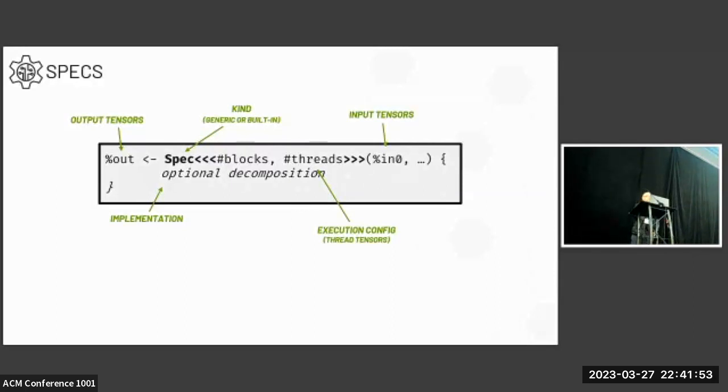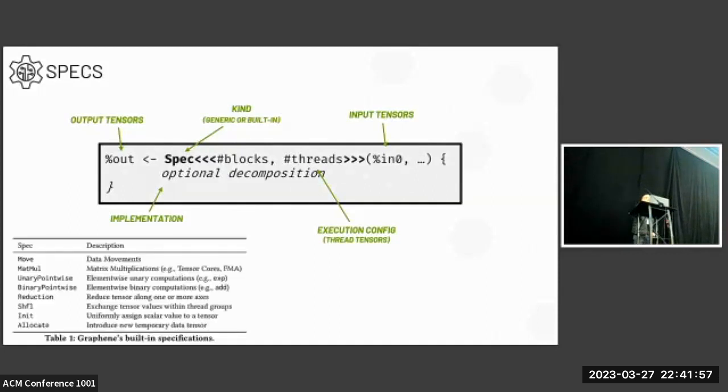And then we can generate code. So that's the key idea, and the paper contains more detail. So we have an existing set of built-in specs: data movement, matrix multiply, point-wise operations, reduction, shuffle, initialization, and allocation.